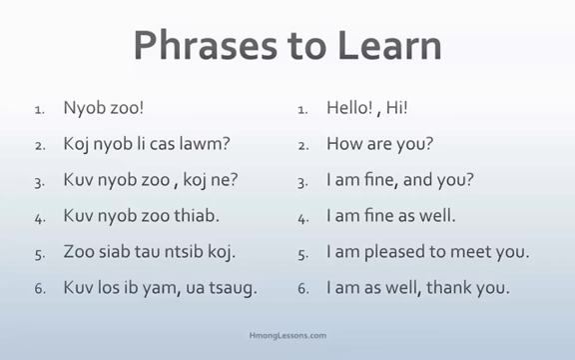Gu Nya Zhong Tia. Number 5, Zhong Xie Dao Ji Ga. I am pleased to meet you. Zhong Xie Dao Ji Ga. Number 6, Gu La Yi Ya Or Zhong. I am as well. Thank you. Gu La Yi Ya Or Zhong. Okay, let's begin.